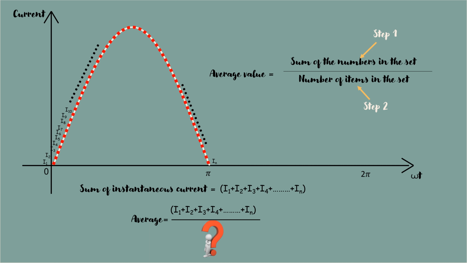The number of items in the set here refers to the number of instantaneous currents we are considering. Since it's from I1 to In, the number of instantaneous currents we are considering is N. Therefore, the average value can be written as I1 plus I2 plus I3 plus etc. plus In, divided by N. Now let's see how to find this N.